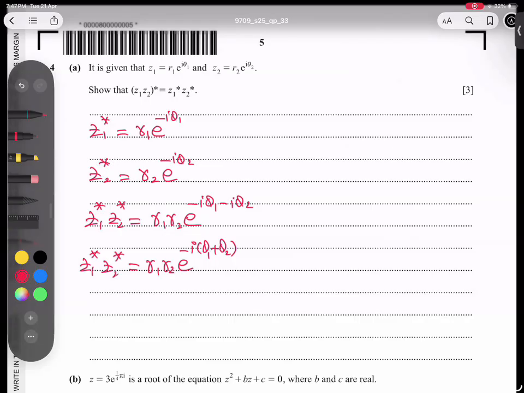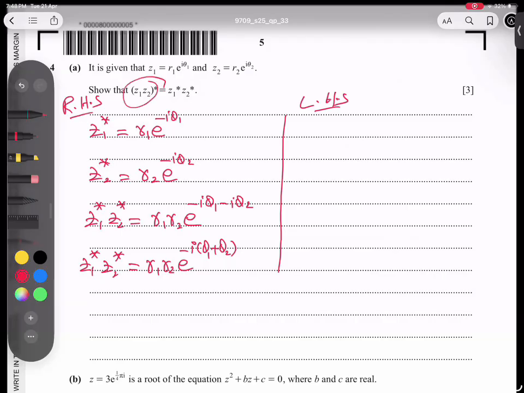This is very clear. Now he's asking about this product, and he said this is the same answer. So I have two ways: I have taken the right hand side, and I'm taking here the left hand side.